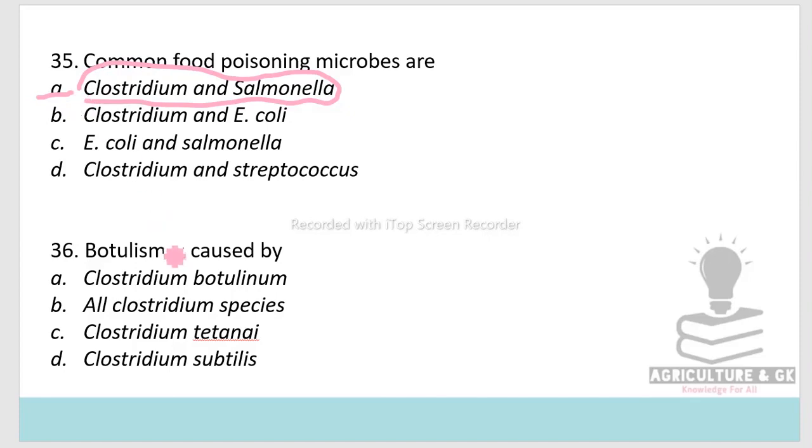Now next is, botulism is caused by Clostridium botulinum, all Clostridium species, Clostridium tetani, or Clostridium subtilis. Botulism is usually caused by home canned foods, meaning foods whose canning is not done properly. When we do canning, we kill Clostridium botulinum. But in home canned food, proper canning doesn't happen, so Clostridium botulinum remains, and that causes botulism. So our answer will be option A.